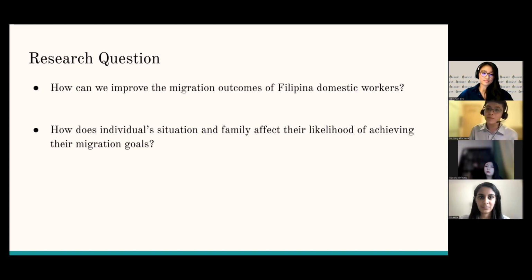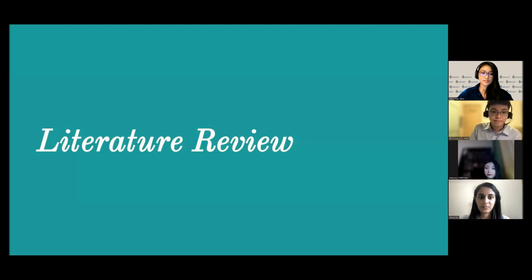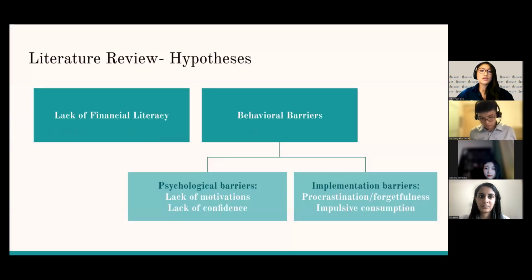So I'll pass the time to Yebin, who will walk us through a bit of the existing literature on goals. Thanks, Alvis. In this section, I would like to review some important literature for our research. First, in order to provide a solution, we need to identify the root cause of the problem. So why are people unable to save? Our first hypothesis is that people do not know how to save. They lack financial literacy. And then our second hypothesis is that people face behavioral barriers.